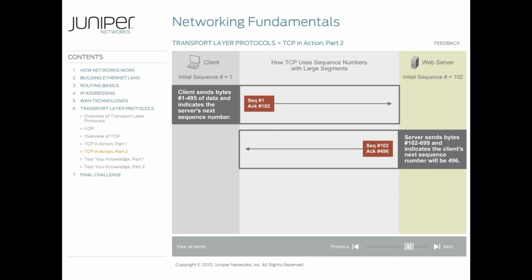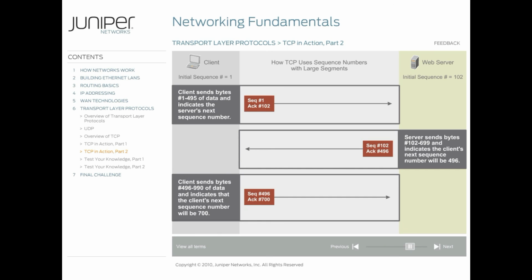This approach of using separate sequence and acknowledgement numbers allows both devices to simultaneously transmit data and acknowledge transmissions from the peer device. After receiving the acknowledgement, the client has more data to send, so it sets its sequence number to 496. Notice that the server's last acknowledgement number and the client's next sequence number always match. The client acknowledges receipt of the server's data by setting the acknowledgement number to the next sequence number, or byte of data, it expects to receive, which in this case is 700. So at this point, the client has received bytes 102 through 699.